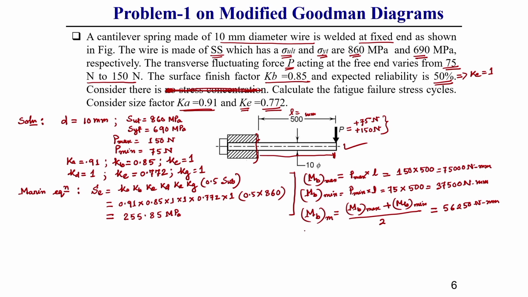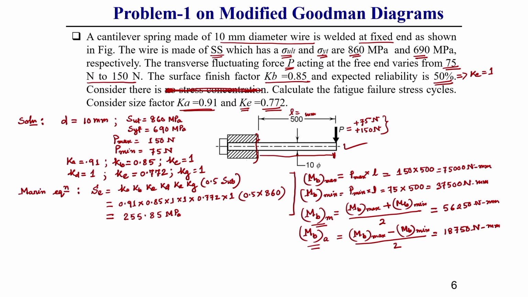Now, what is the bending moment amplitude? This also we need to know. This bending moment amplitude will be MB max minus MB min divided by 2. So, this will give us a value of 18750 Newton millimeter.